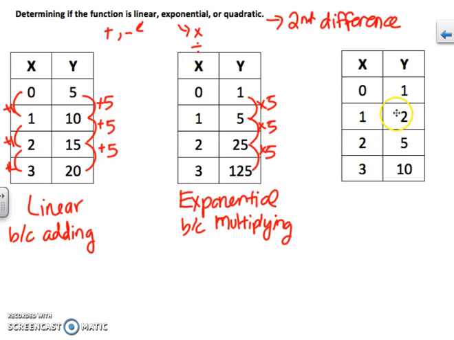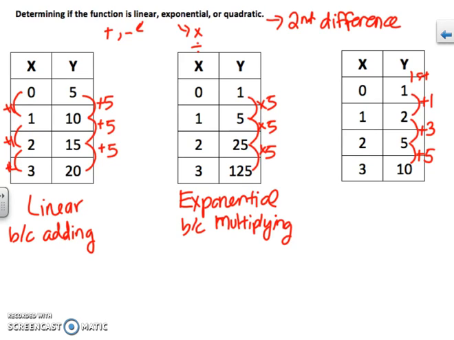Now, it would look like neither in the past. But first off, let's see what they're adding by. So here, they're adding by 1. Here, they're adding by 3. Here, they're adding by 5. Okay? I found the first difference. That's what this is called. I found what they are going up by.